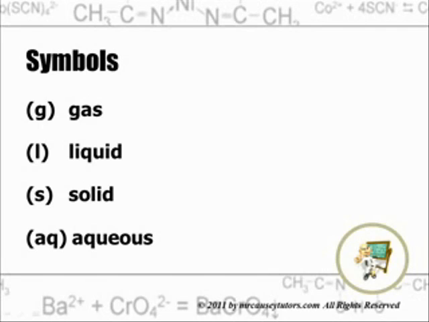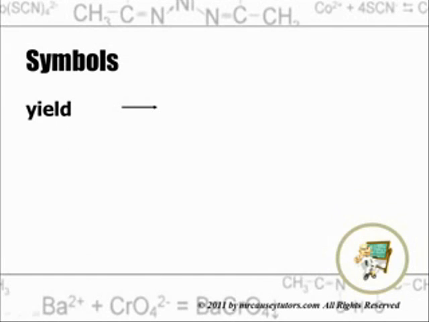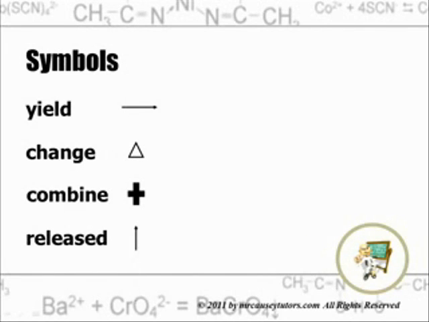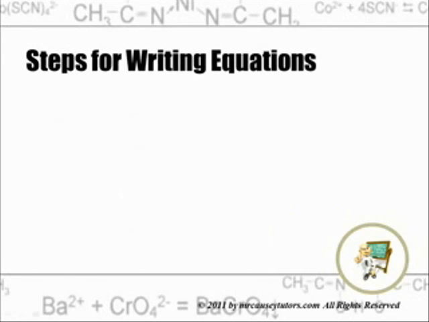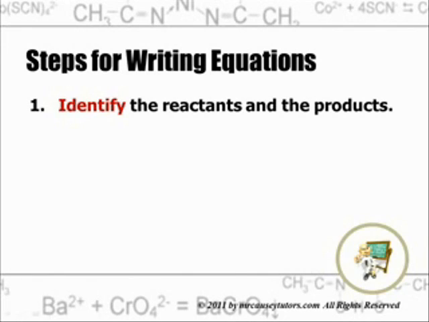Alright, symbols. One important symbol is aqueous, and aqueous just means dissolved in water. But it's important that we understand that. And we use these symbols to tell us what state or in what form the different compounds are. Yield, change, now that is the delta symbol, the Greek letter delta, and we use that to show change. Plus sign means combine. And then of course we have an up arrow to show that it's released. A lot of times we use that to show that the gas wasn't collected, but it was released into the atmosphere.